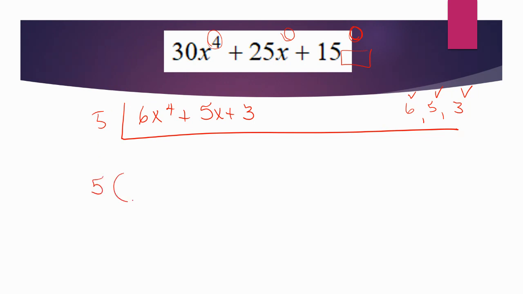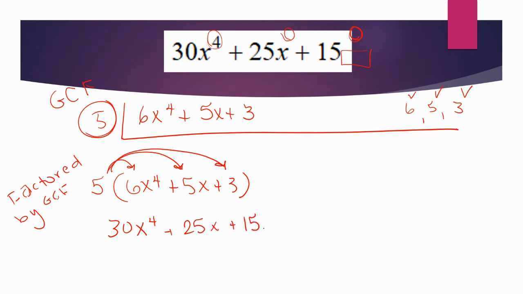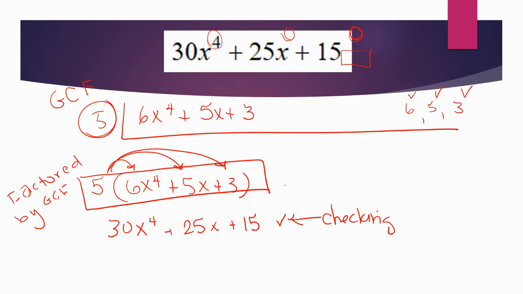That means we have a factor of 5 and our leftovers are here. So again, this is our GCF. This is factored by GCF. So we're going to check it. 5 times 6 is 30, x to the 4th. 5 times 5 is 25x. 5 times 3 is 15. Is that where we started? It is indeed. So this is the answer to our question. This is us just checking to make sure. This is the answer as far as factored by GCF.